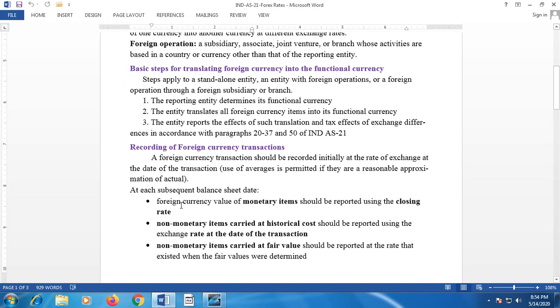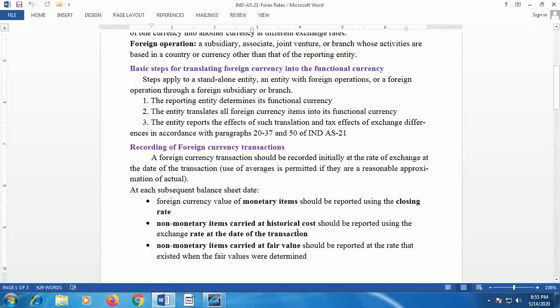That means at the end of the financial period, that is the balance sheet date, foreign currency value of monetary items. Monetary items here refer to the items on which monies are payable or receivable. For example, debtors, creditors, bills receivable, bills payable, etc.